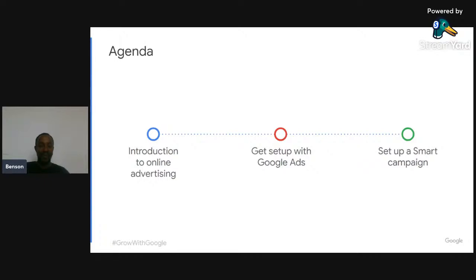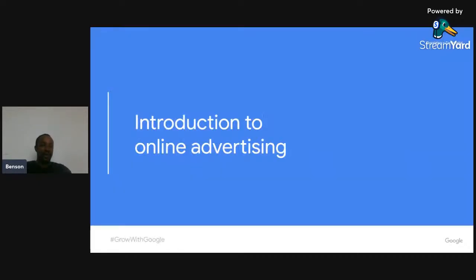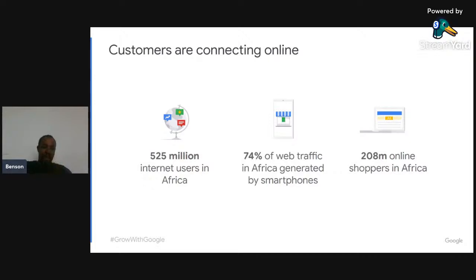So today, as I said, we are going to cover the three agendas. And before we go to the three agendas, there's one quick question that lingers on my mind when you hear about Google Ads. What we ask ourselves is, how do you advertise your business online, or where do you say that you have an online presence?